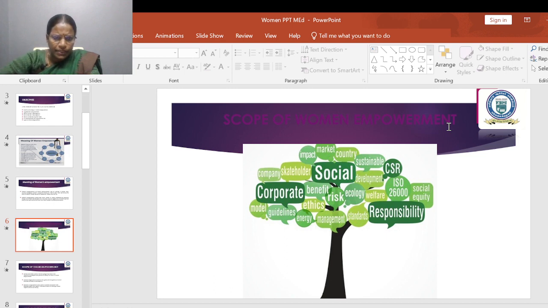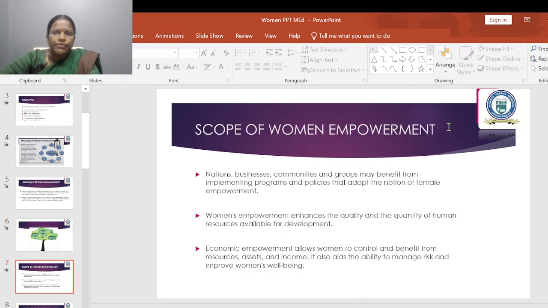Scope of women empowerment. Nations, businesses, communities, and groups may benefit from implementing programs and policies that adopt the notion of female empowerment. Women empowerment enhances the equality and the quantity and quality of human resource available for development. Economic empowerment allows women to control and benefit from resources, assets, and income. It also aids the ability to manage risk and improve women's well-being.